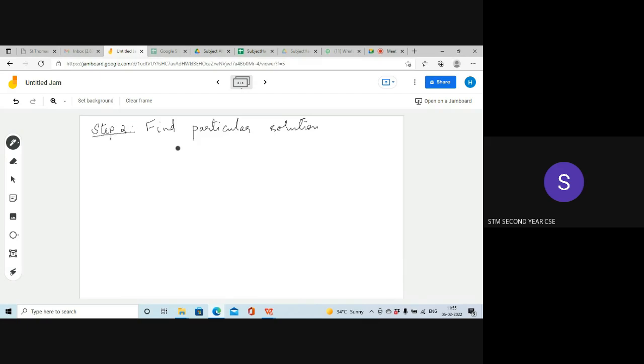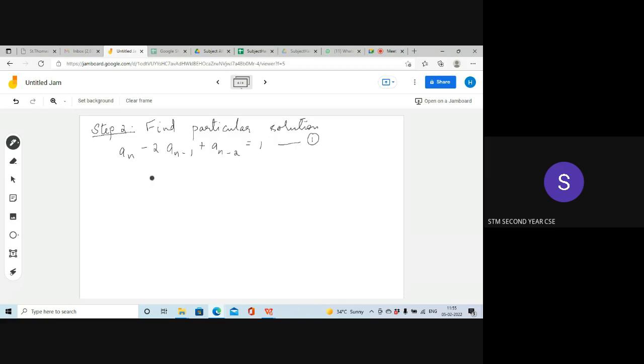Now, to find the particular solution, as we discussed earlier in the above step, the equation given to us is equation number 1. The equation given is a_n minus 2a_(n-1) plus a_(n-2) is equal to 1. This is equation 1 that is given in the question.